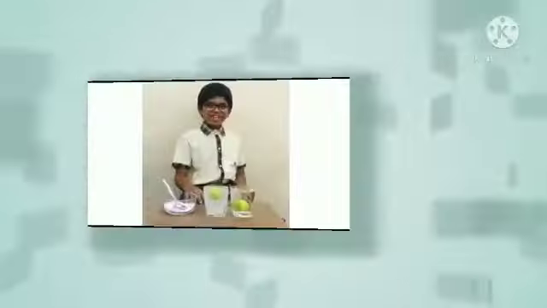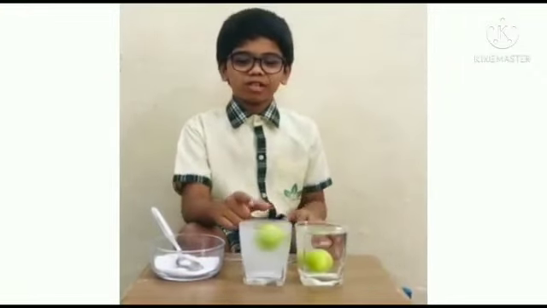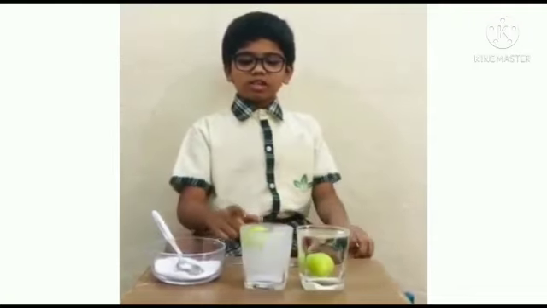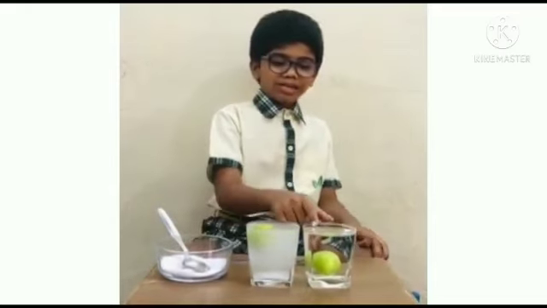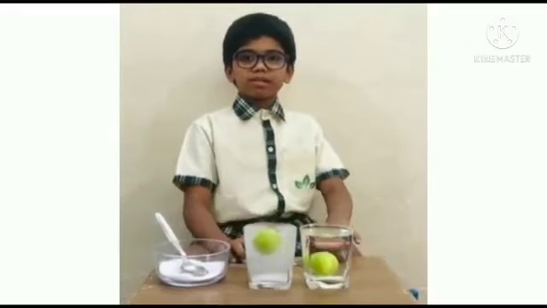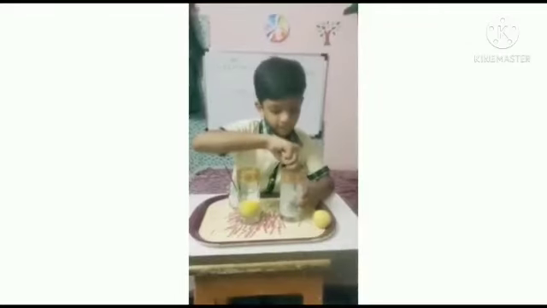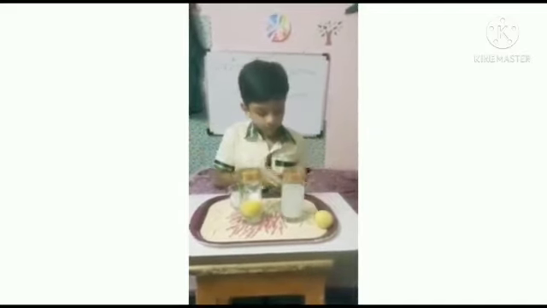Thank you. Then, as you can see now, the lemon is floating because the salt water has more density than the lemon. And this one, the lemon has more density compared to the water. That's why it is sinking. Thank you.